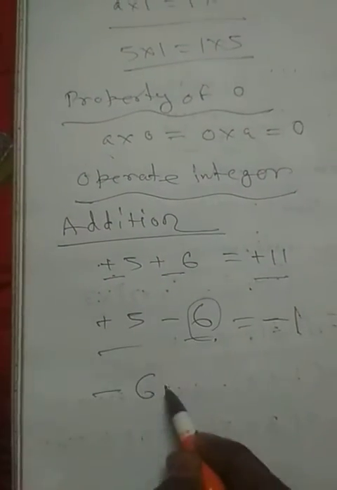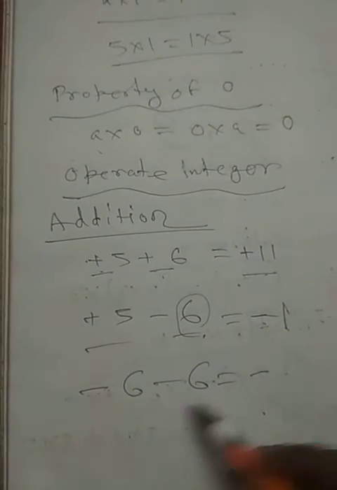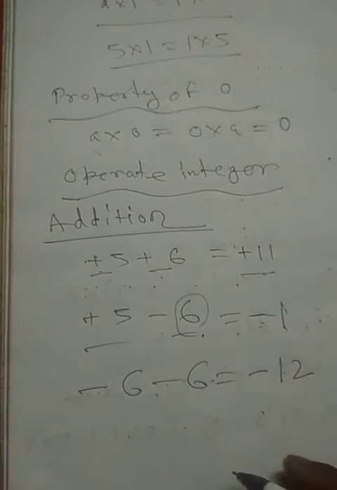If both are minus, then there will be a minus sign, but the numbers have to be added. 6 plus 6, 12.